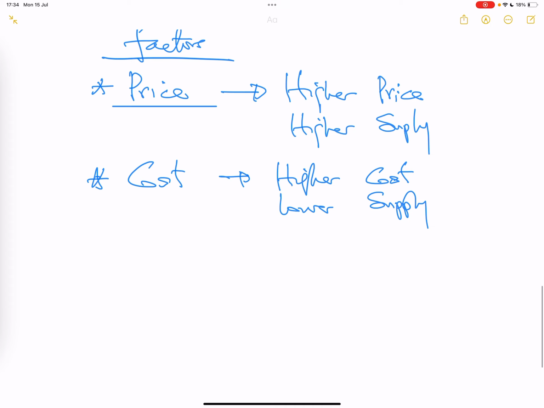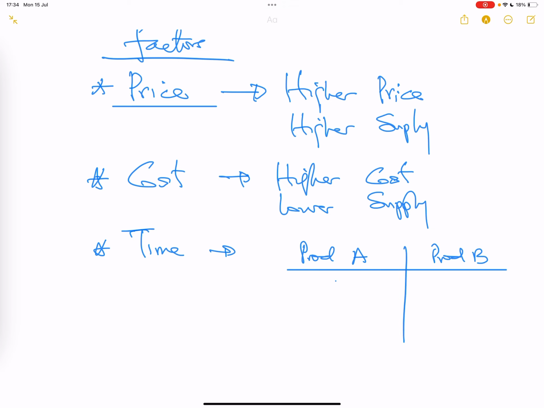And likewise, time is very important. Sometimes the price of the product has gone up. However, will the supplier have enough time to respond to that increase in price in the market? Take for instance, you have product A and you have product B. The time to produce the product matters. Let's say you can produce product A in 2 minutes, but product B requires 10 days.